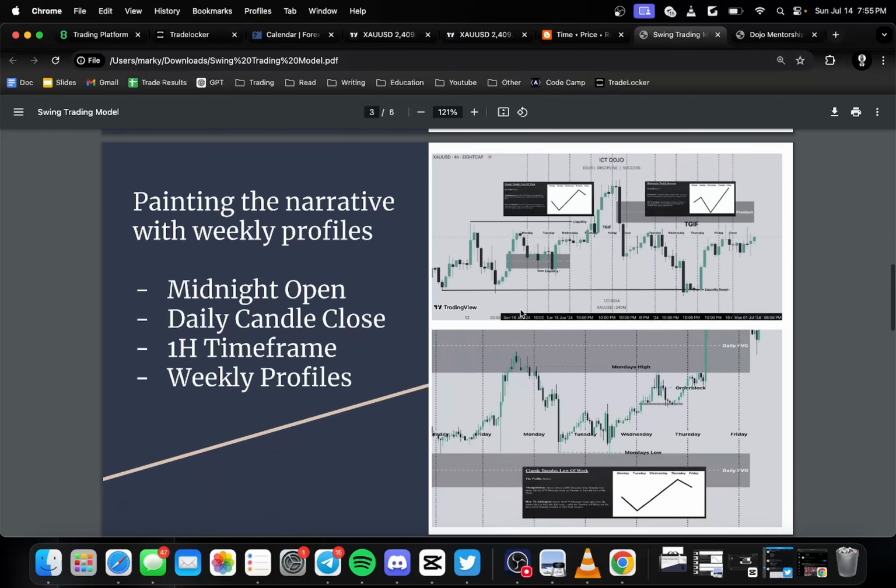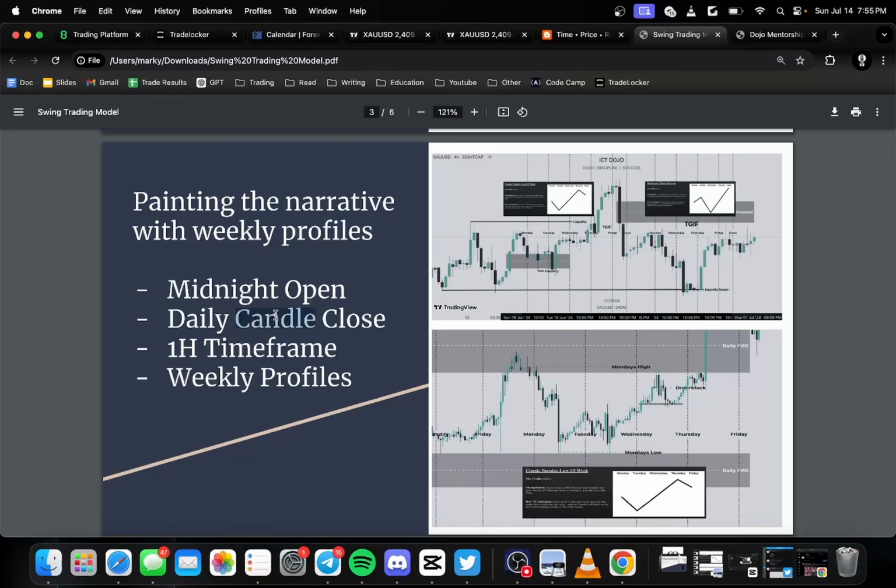Some of the concepts that you're also going to add to this model are the midnight open, daily candle close, 1 hour time frame, and weekly profiles. So basically what you're going to do is mark out each day's midnight open. This is basically telling you when it goes from Sunday to Monday, Monday to Tuesday, Tuesday to Wednesday, and for the rest of the week. You're going to mark out each of these so you understand what each day does basically.